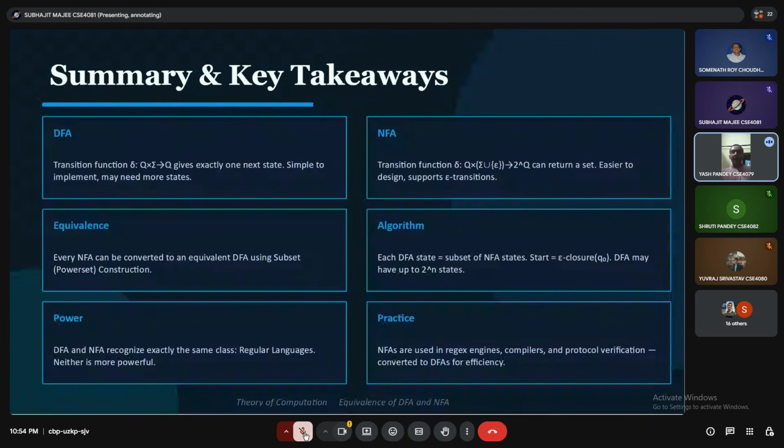To finally wrap up, let's summarize the key takeaways. A DFA requires exactly one next state and is straightforward to implement, as already understood. Whereas an NFA can return a set of states and is easier to design conceptually. One thing that is very prominent is that despite these differences, they are identical in computational power. Both recognize regular languages, and we bridge the design simplicity of the NFA and the implementation efficiency of the DFA using the subset construction algorithm. With this, I conclude our presentation, and thank you all for listening.